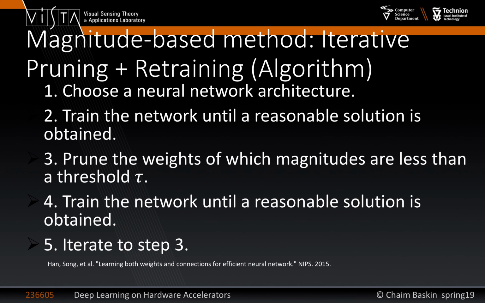Then we iterate to step 3. Steps 3 and 4 we do iteratively until we have the desired results, until we cannot prune more. We achieve the best result that we can, and then we prune more and more until we see degradation in the results, at which point we stop.